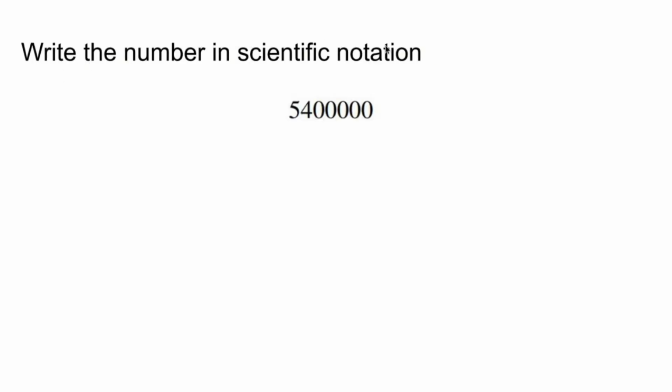Write the number in scientific notation. In order to put a number in scientific notation, you have to place a decimal so that the first digit is a 1 digit only. So if I put a dot between 5 and 4, I get 5.4. That number is in between 1 and 9.99999. I'm good. Now this is a larger number, bigger than 1.